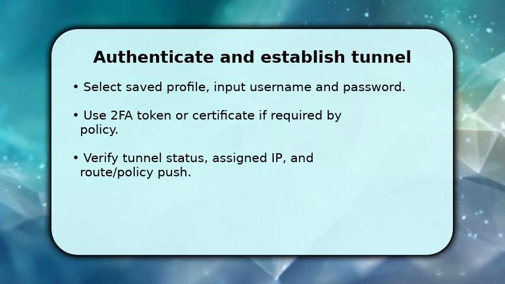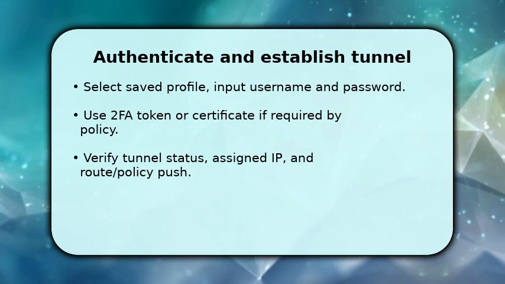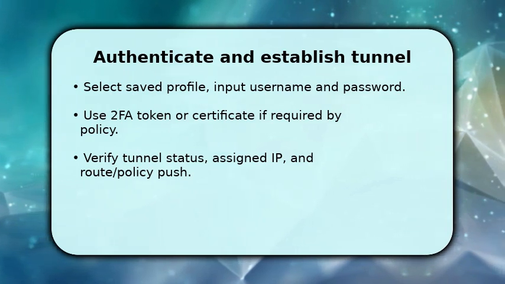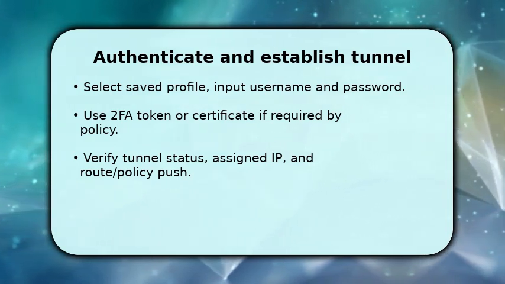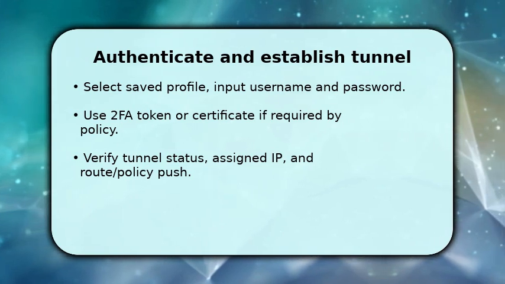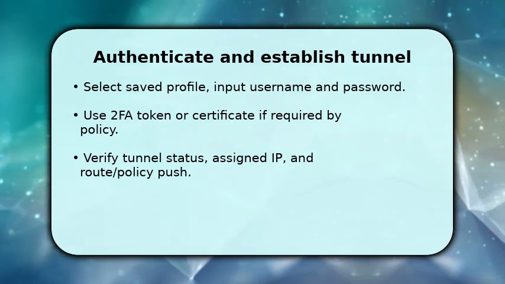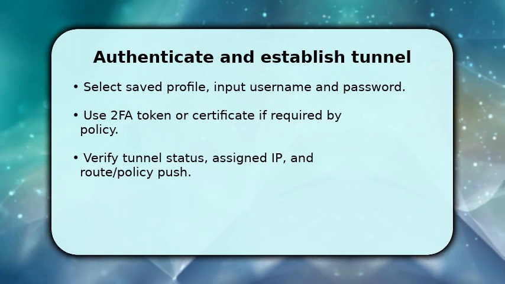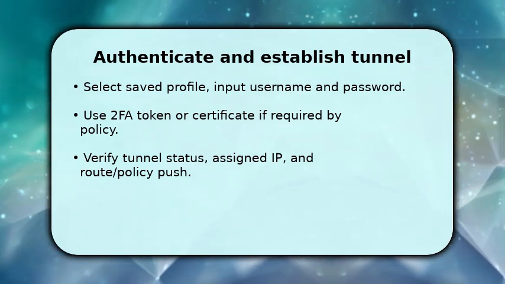Once you hit connect, watch the status pane. Confirm the client receives an IP and that the route table or policies are pushed from the FortiGate. If routes don't appear, disconnect and reselect the profile so routing and DNS settings are applied cleanly.